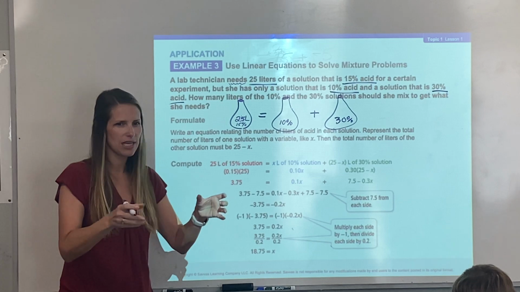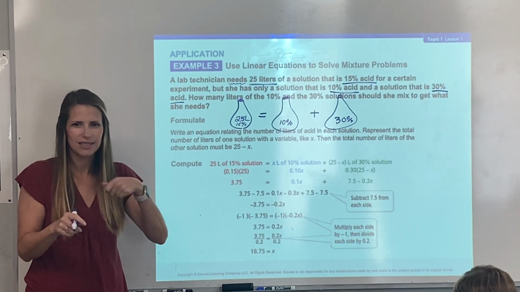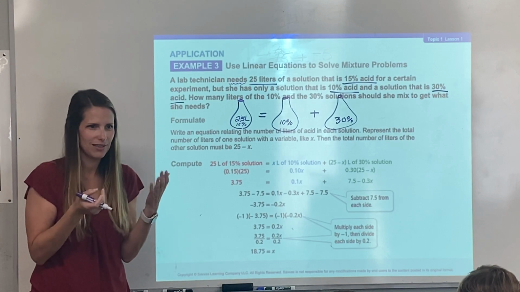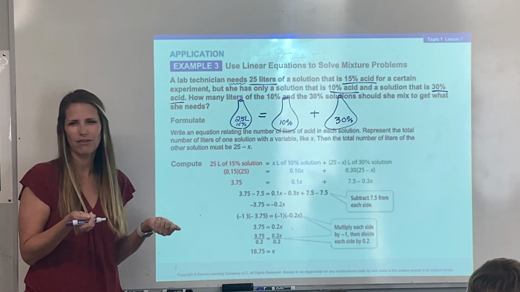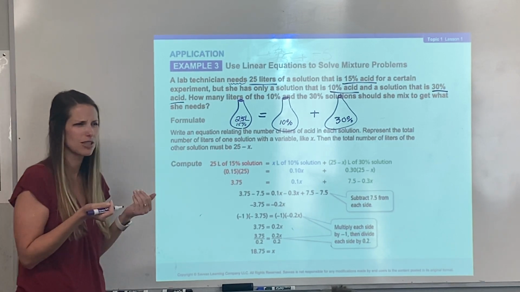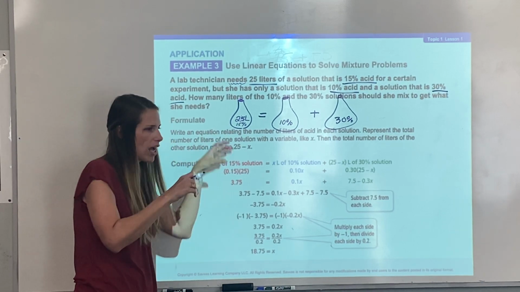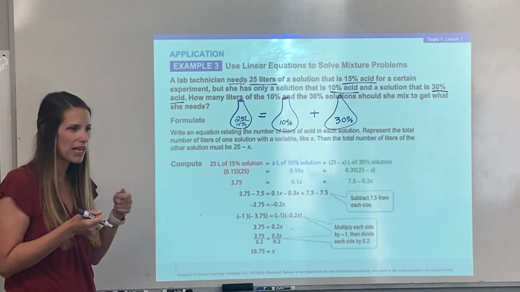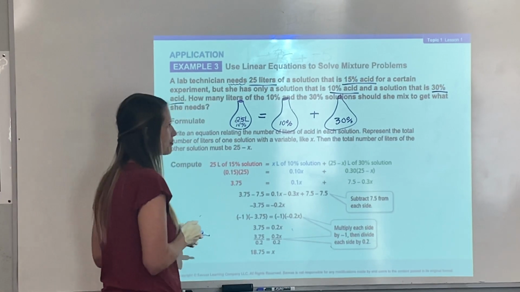And don't you wish it was like cooking where you could just add a little of this one and add a little of this one, taste it and see if it is the right balance. You want the balance of 15% acid, but we can't really do that with a science experiment, right? We might burn our tongues or taste really bad. So you can't just figure it out by if it looks right. You can't figure it out by if it tastes right. You have to figure it out mathematically.